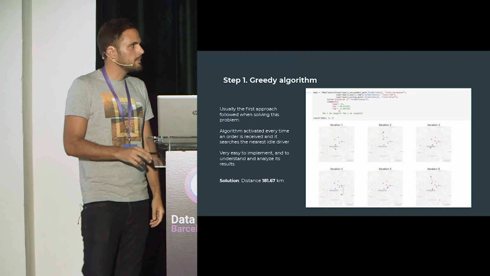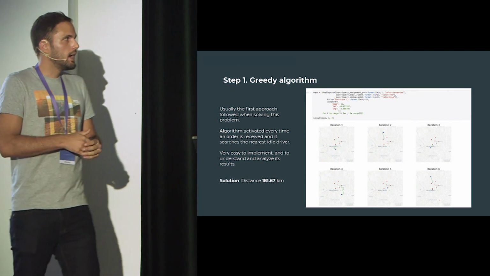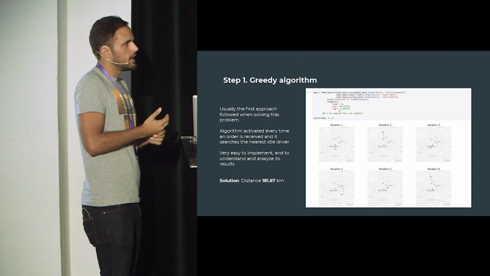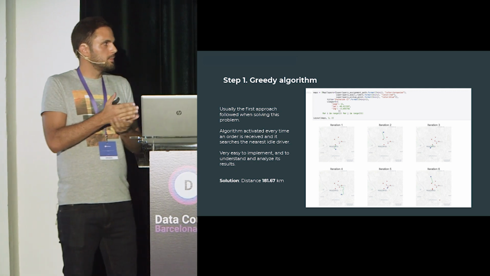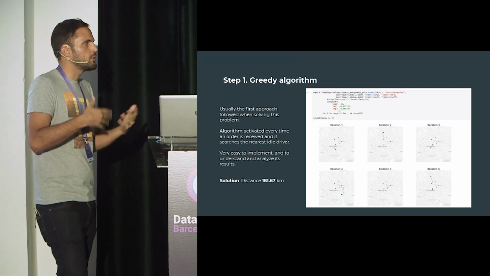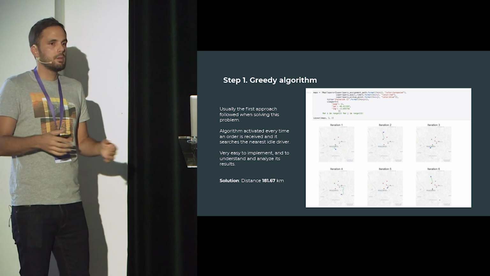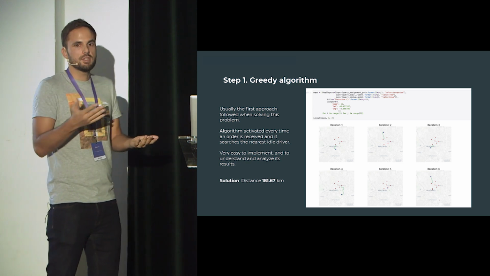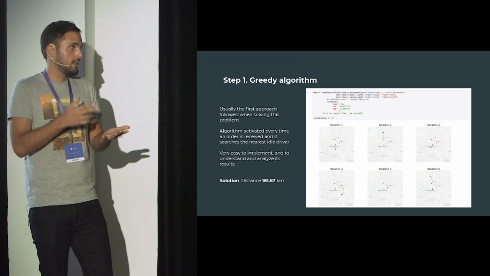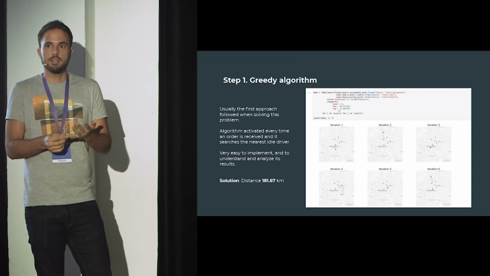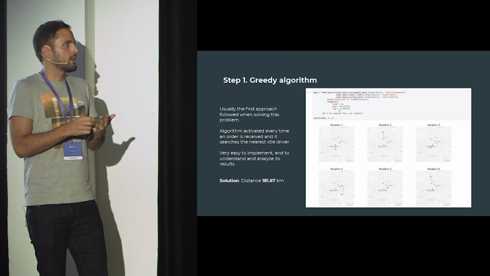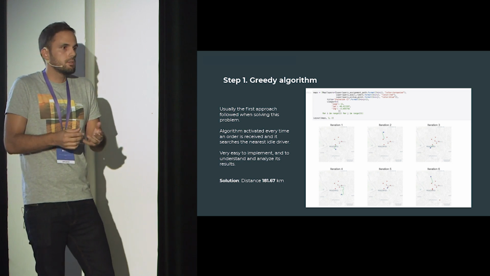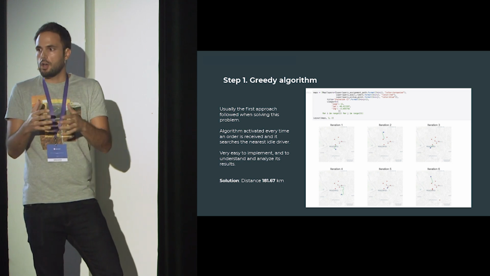Okay, and I'm going to do this following different steps, and I'm going to be adding more complexity to this. So the first thing that you could think: I have this problem in which I need to provide a solution in real time. So the first thing you could think is, if I need to provide a solution in real time and customers' experience is important, I want them to have a car as soon as possible.